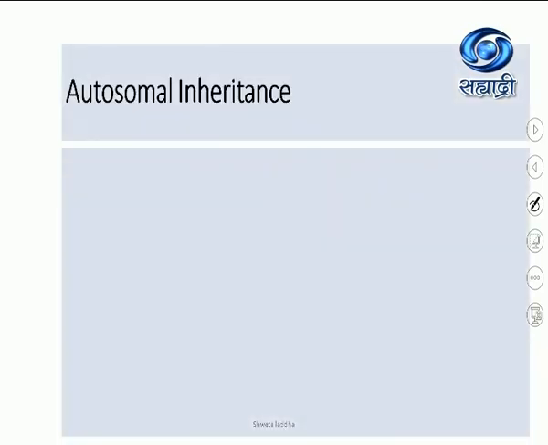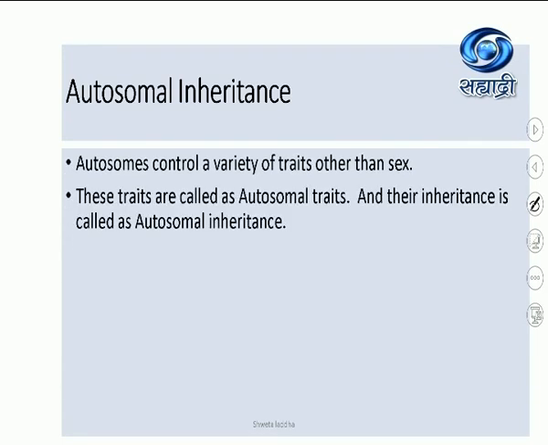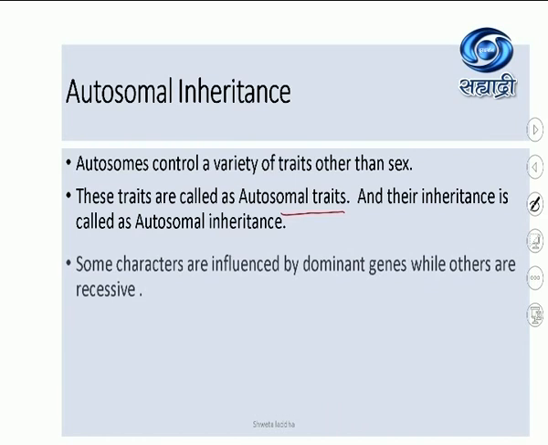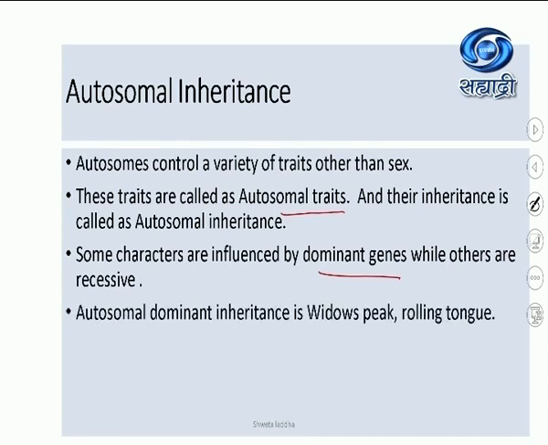Let us now proceed with autosomal inheritance. You know now what are autosomes? The chromosomes which are responsible for body characters are autosomes. They also control a variety of traits but not the sex trait, body characters. These traits are called autosomal traits and their inheritance is called autosomal inheritance. Some characters are influenced by dominant genes while others are recessive. Let us see autosomal dominant inheritance. 2 examples, widow's peak and rolling tongue.